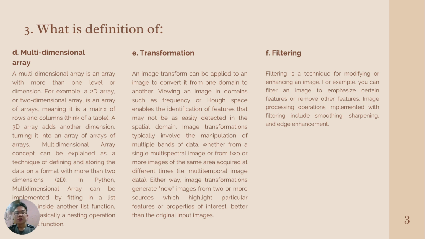F. Filtering. Filtering is a technique for modifying or enhancing an image. For example, you can filter an image to emphasize certain features or remove other features. Image processing operations implemented with filtering include smoothing, sharpening, and edge enhancement.